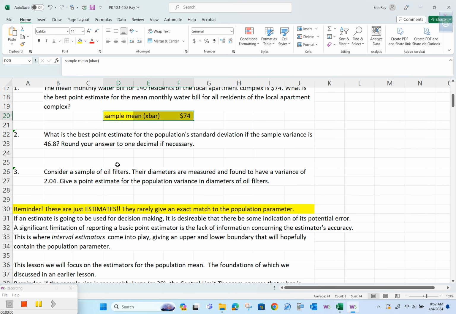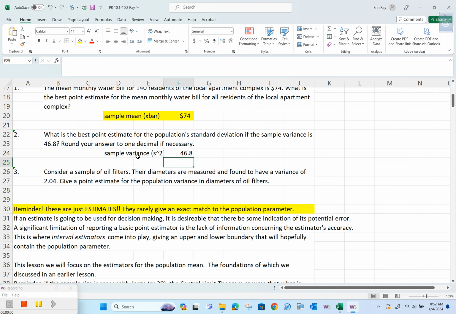So on the next one it says, what is the best point estimate for the population standard deviation if the sample variance? So they gave us that we want to get the estimate for standard deviation, but they're giving us variance instead. So sample variance was given. And for that, sample standard deviation is S. And remember, the relationship between standard deviation and variance is just standard deviation squared. So our symbol is S squared. They gave us that as 46.8.